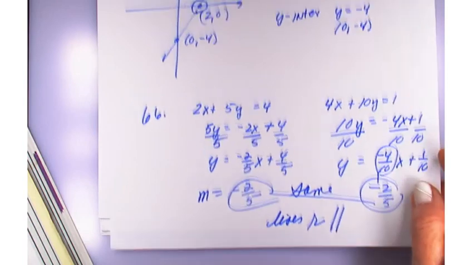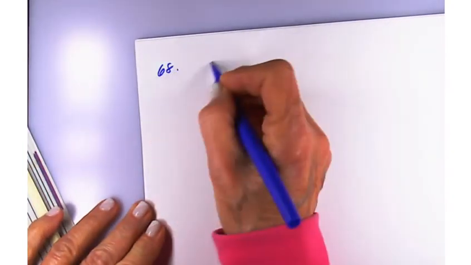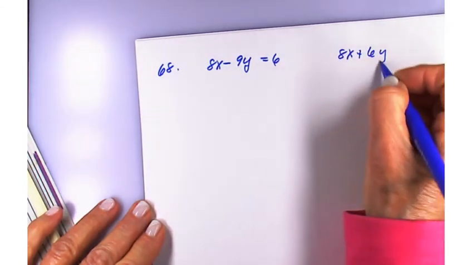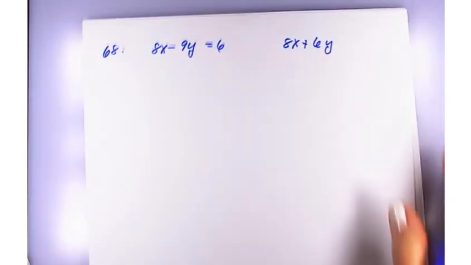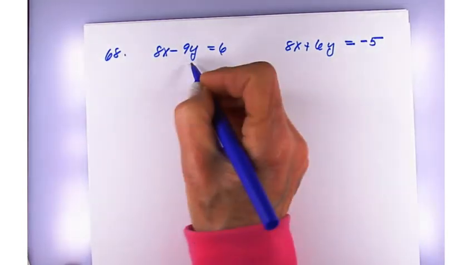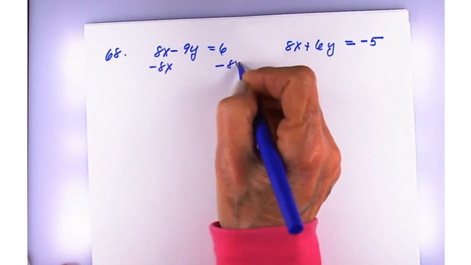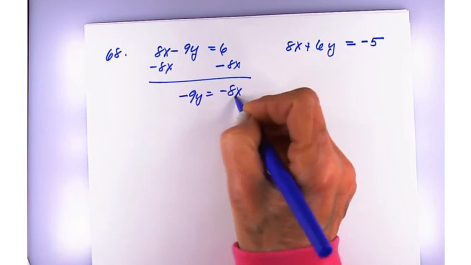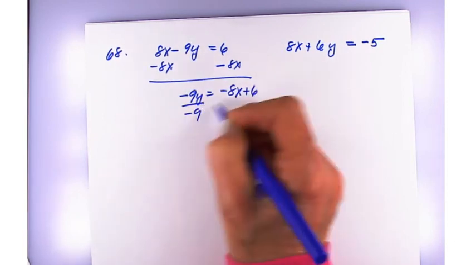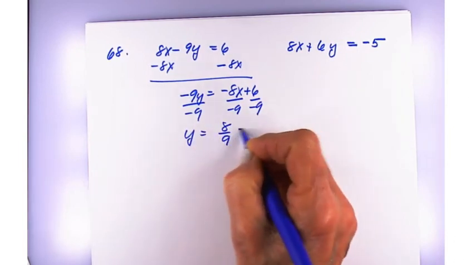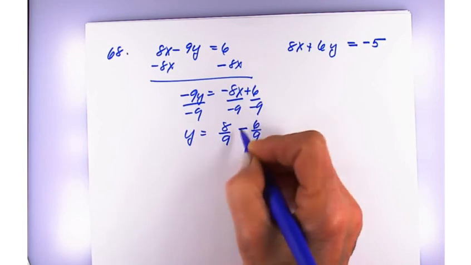Looking at number 68. I have 8x minus 9y equal to 6, and 8x plus 6y equals minus 5. I have to solve for y. So I'm going to have minus 8x plus 6. I'm going to divide by negative 9, and I get y equals 8/9 x minus 6/9. This part here I don't care about. I'm looking at this. Okay?